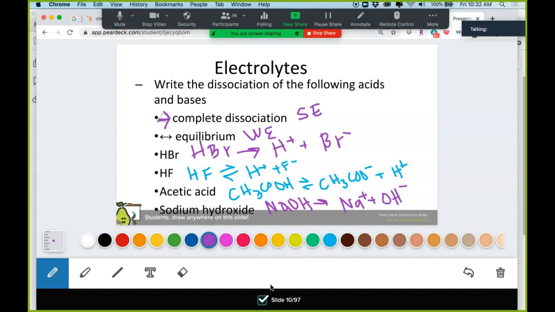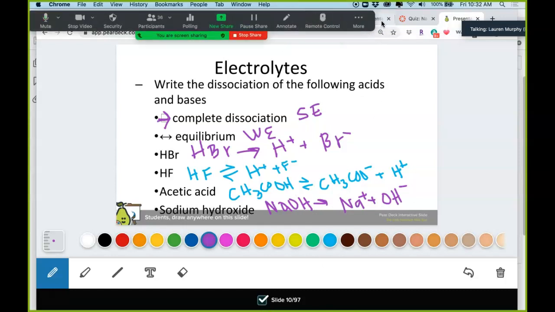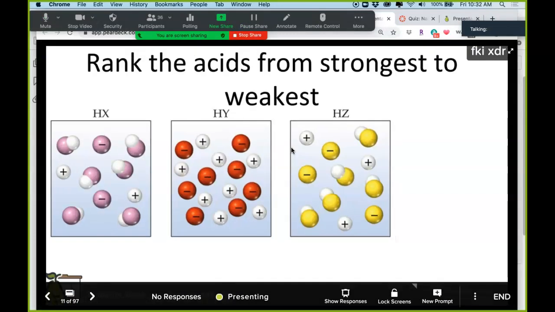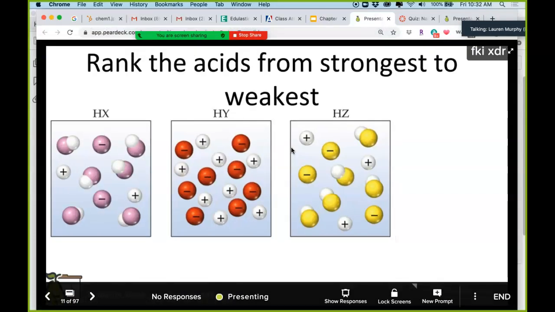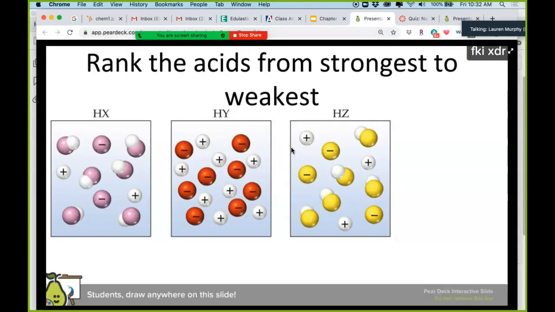Okay? All right, so we've practiced that. Now, I would like you to take a minute to try to rank these from the strongest acid to the weakest acid based on the drawings. Now, this isn't just random stuff they threw at the top. There's a reason that they wrote HX, HY, and HZ.